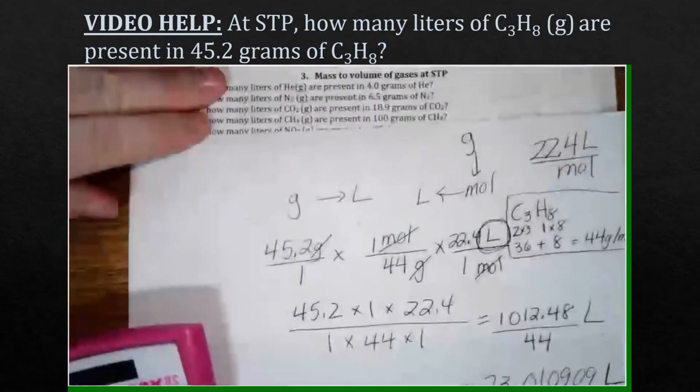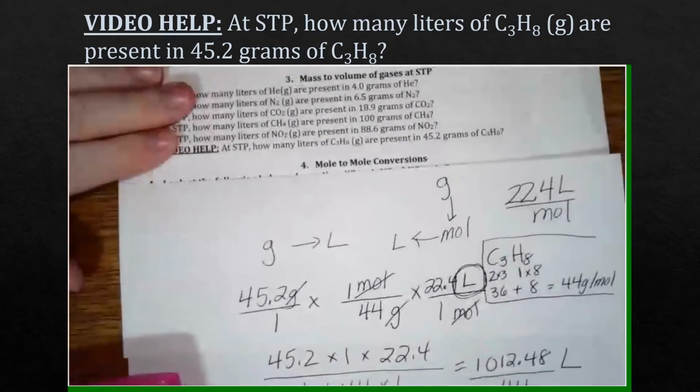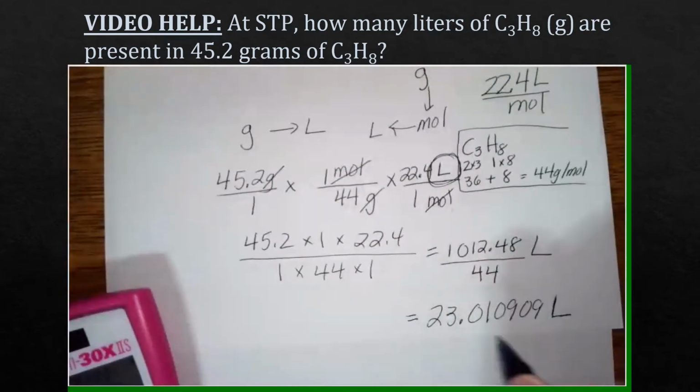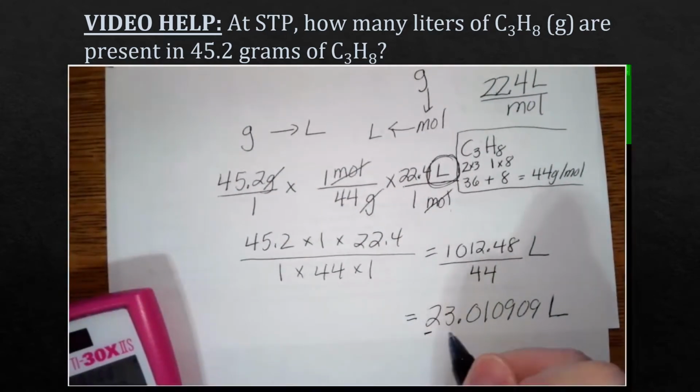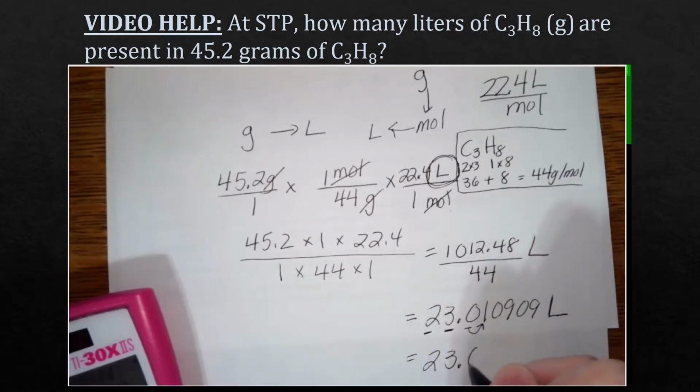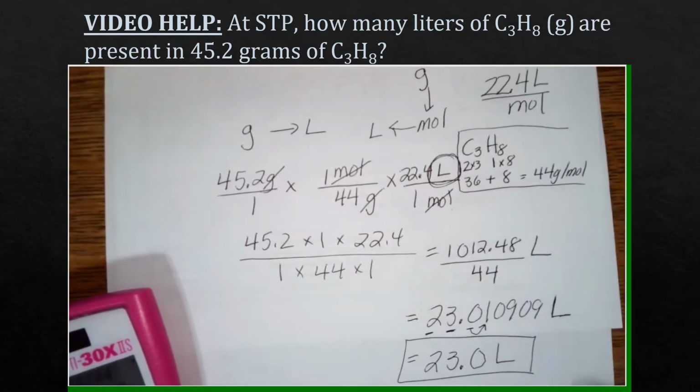Now I need to check significant figures. So let's look at this problem real quick. I had 45.2 grams. That's 3 significant figures. So 1 significant figure, 2 significant figures, 3. Look at the next digit. It tells me, don't round that up, please. So my answer, 23.0 liters. And there you go.